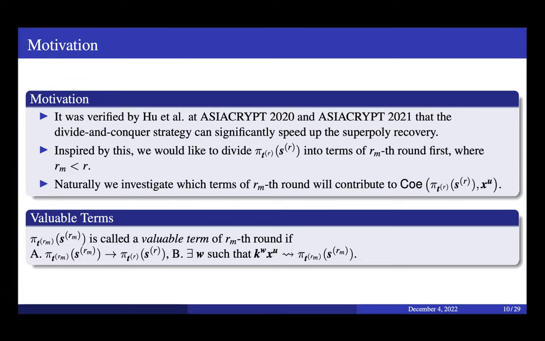A term of the IM-th round is a valuable term if there is a nonzero number of monomial trails from this term to π_i(u, r). And we call this condition A. And there should exist a vector W such that x^u to W has a monomial trail to this term. And this is called condition B. It should be noted that IM here is a fixed value for a specific cipher. For example, we may set IM to 90 for Trivium.